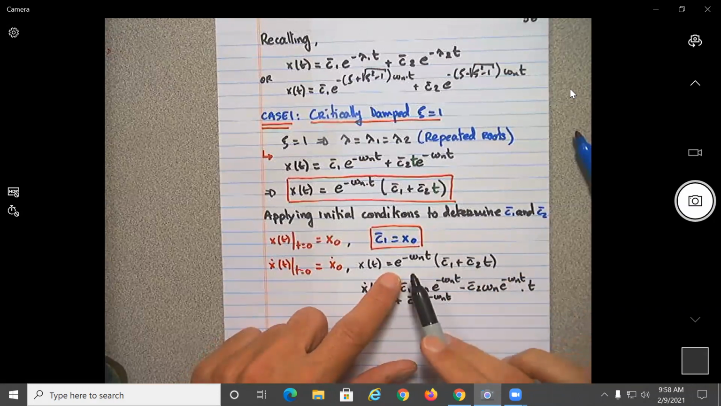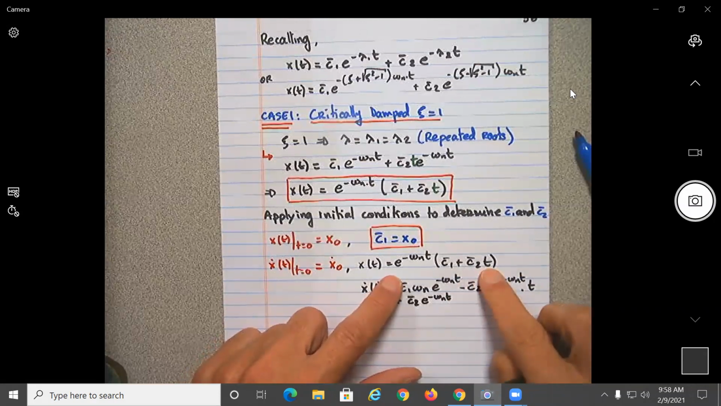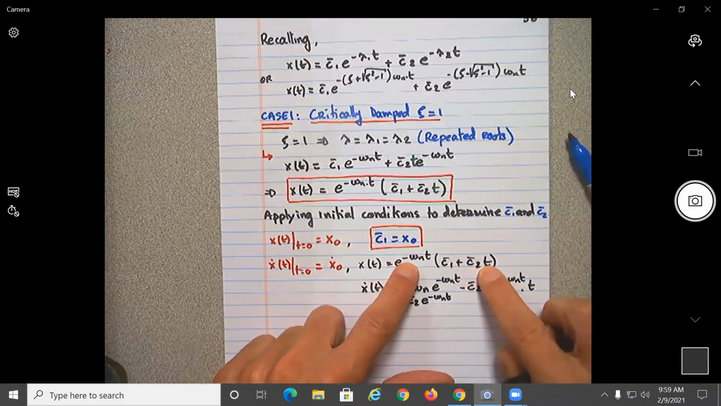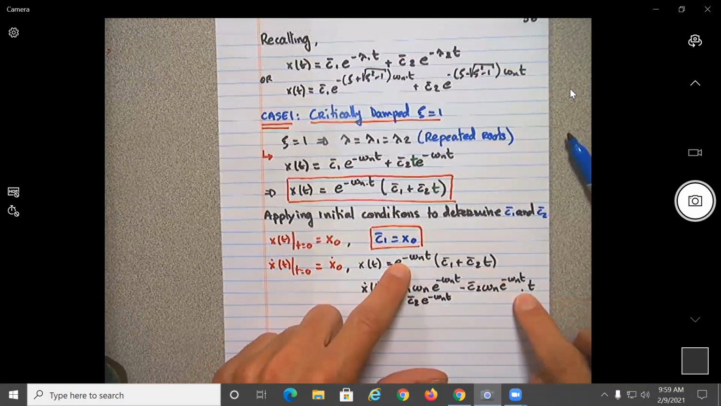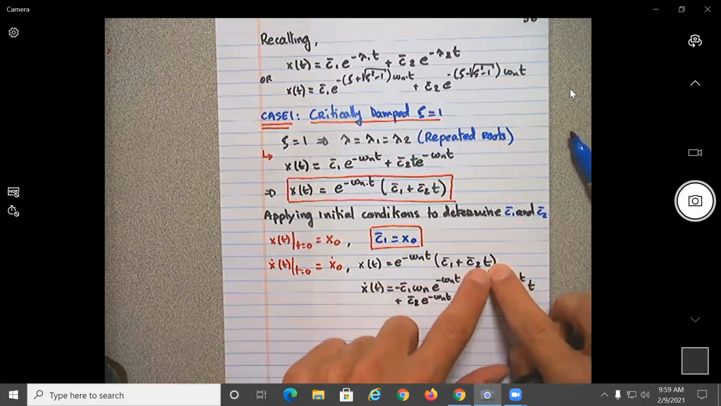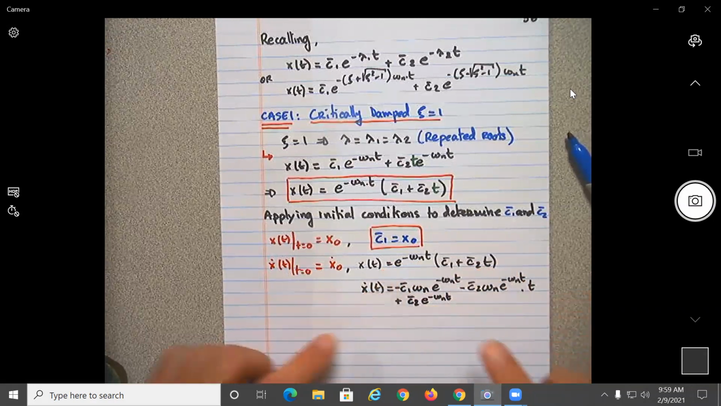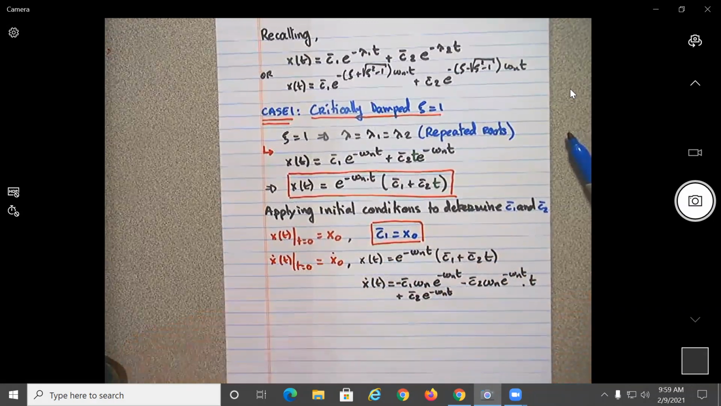So this one would be the derivative of c2 t exponential of minus omega n t. If we do the first part, it will be c2 t times minus omega n exponential of minus omega n t. And then the second part would just be the derivative of t, which is 1, so it should just be c2 exponential of minus omega n t. All right?